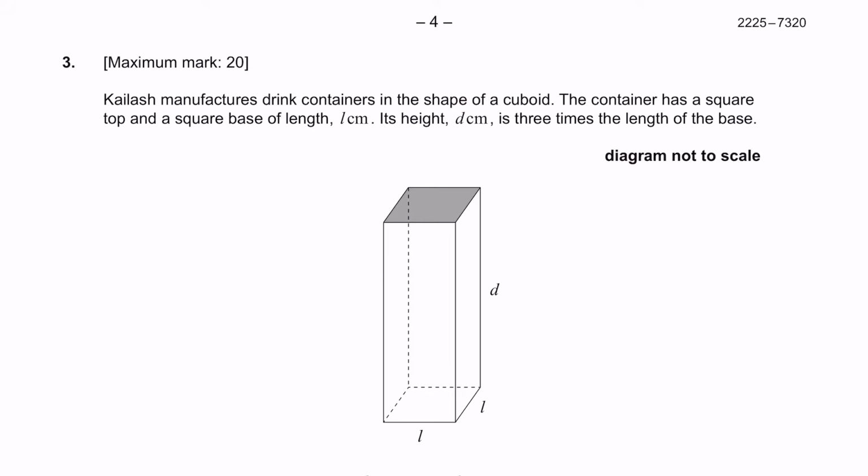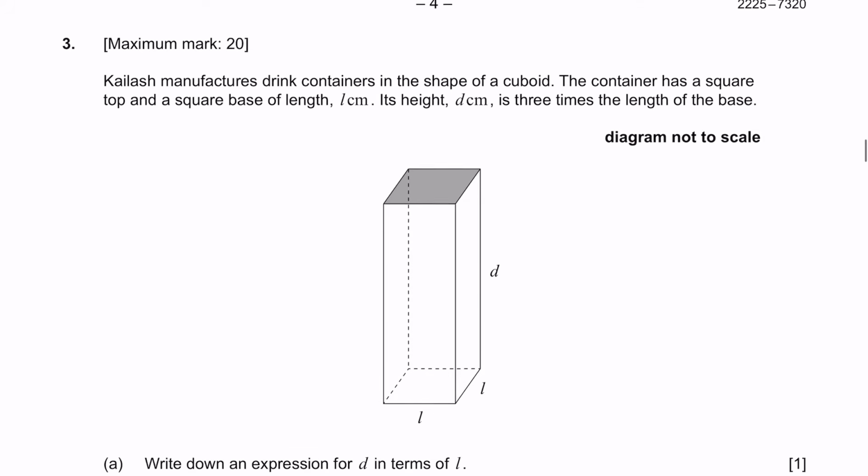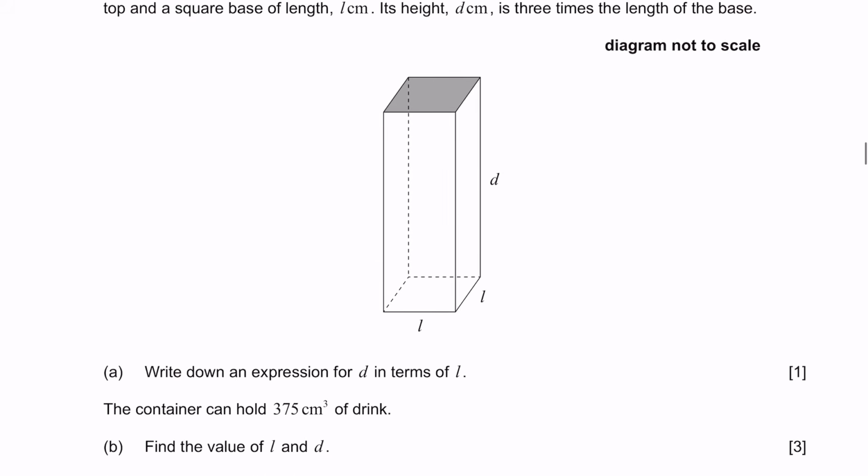Kailash manufactures drink containers in the shape of a cuboid. The container has a square top and a square base of length L centimeters. Its height, d centimeters, is 3 times the length of the base. Part A asks us to write down an expression for d in terms of L.